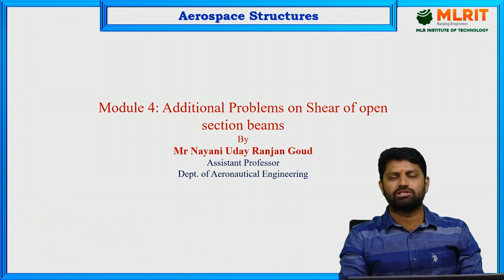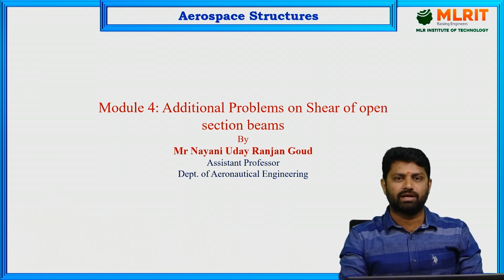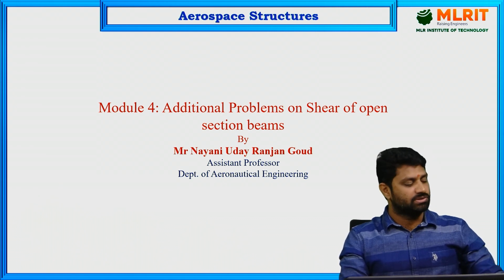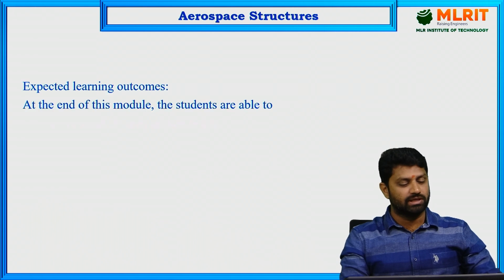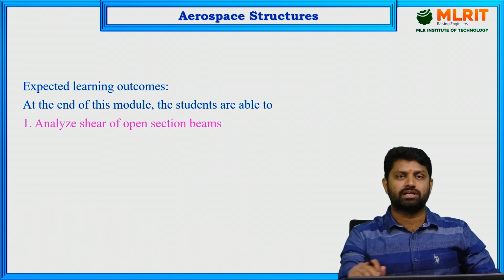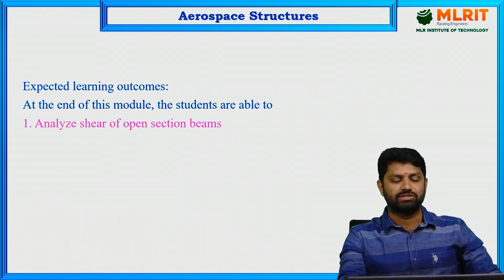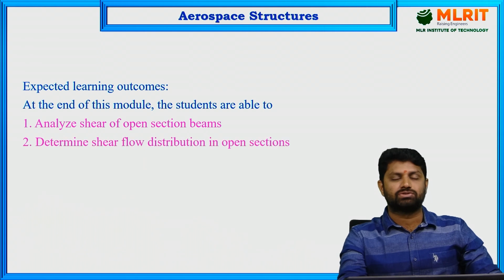In the previous session we considered an unsymmetrical problem. Now in this session we are going to consider one symmetrical problem, and we'll see how the equations reduce and how to calculate the shear center for open section beams. The learning outcomes in this module: students are able to analyze shear of open section beams, and students are able to determine the shear flow distribution in open section beams.